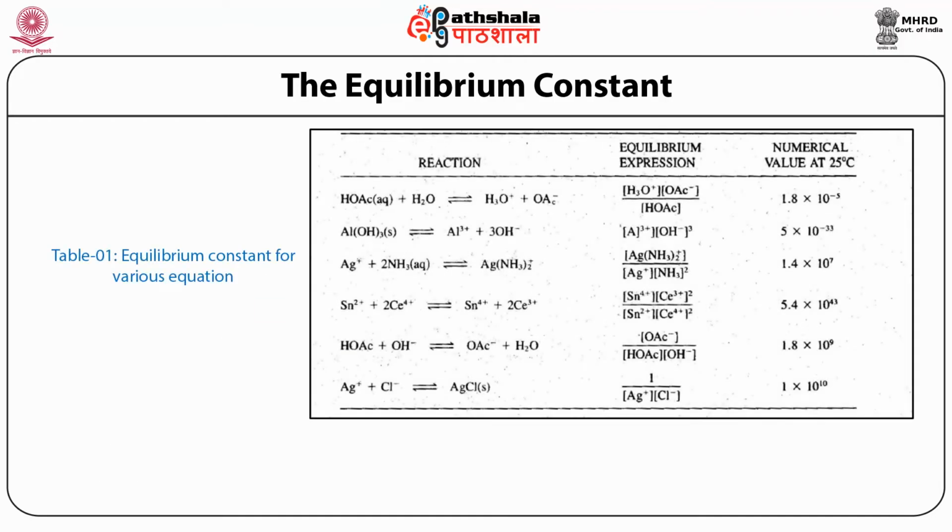This table shows the equilibrium constants for various equations, including the hydrolysis of acetic acid, aluminium hydroxide, the reaction of tin and cerium, and the formation of silver chloride from the reaction of silver and chloride.